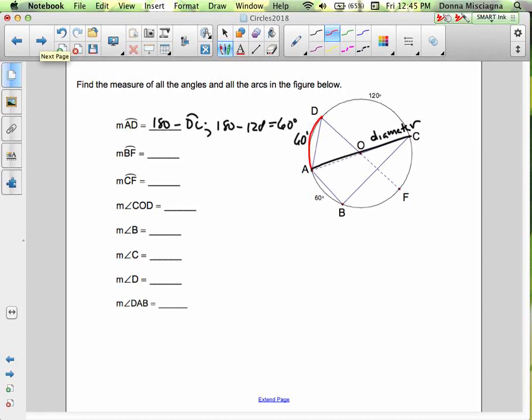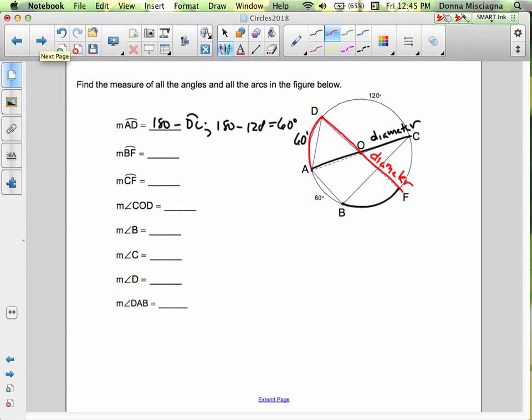Right, so that would be right here. Notice that AC is not the only diameter, so is DF. That is also a diameter. And the instructions, which were cut out, probably said that. All right, so DF is also a diameter.